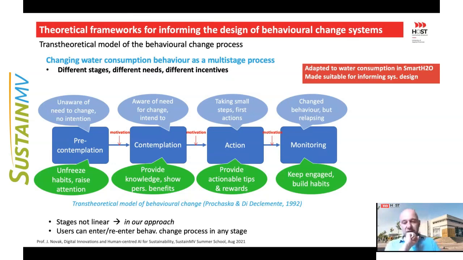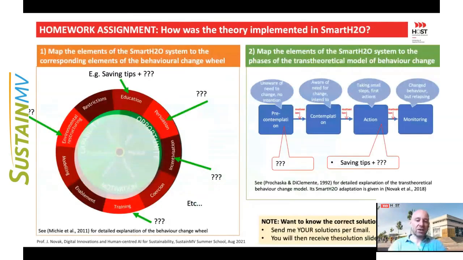Now, rather than explaining how we mapped the specific functions, elements and technical possibilities that you have seen in the example to these specific phases or elements of the behavioral change wheel, I have an offer. Because we don't have the time to go into much detail, as we still want to look at AI, here's a small voluntary homework assignment. Try to figure out how this theory was implemented in our system. Very specifically, try to map the functions you've seen in the video and the slides to the different elements of the behavioral change wheel on one hand.